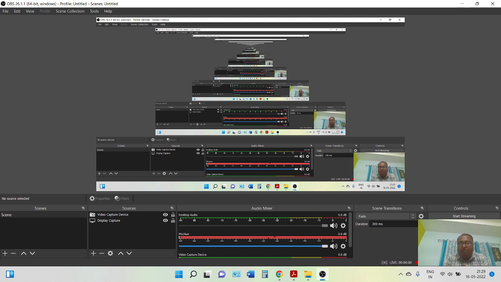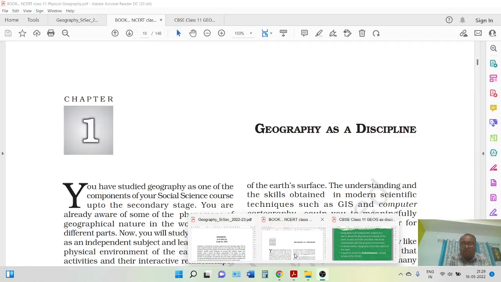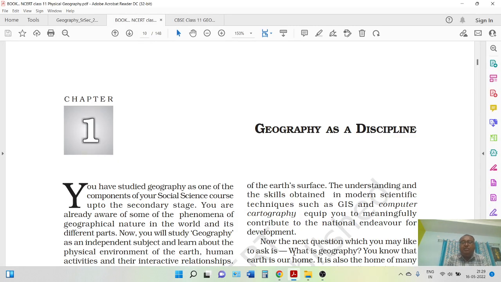So I hope you are well, everyone. Please open your book, Fundamentals of Physical Geography, and the first chapter, that is Geography as a Discipline. I am sharing the screen with you. You can easily download the chapter from NCERT ebooks.in. From that website you can easily download the chapter. So let's discuss geography as a discipline.